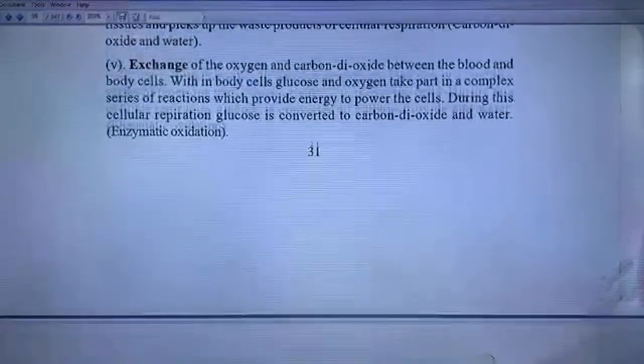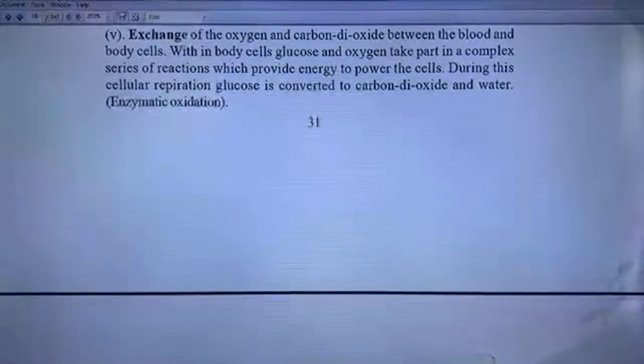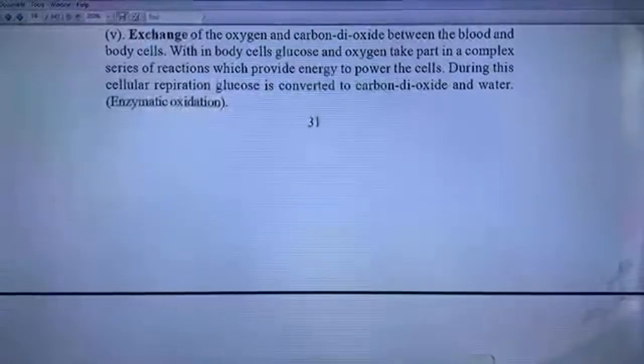Within body cells, glucose and oxygen take part in a complex series of reactions which provide energy to power the cell. During this cellular respiration, glucose is converted to carbon dioxide and water by enzymatic oxidation.